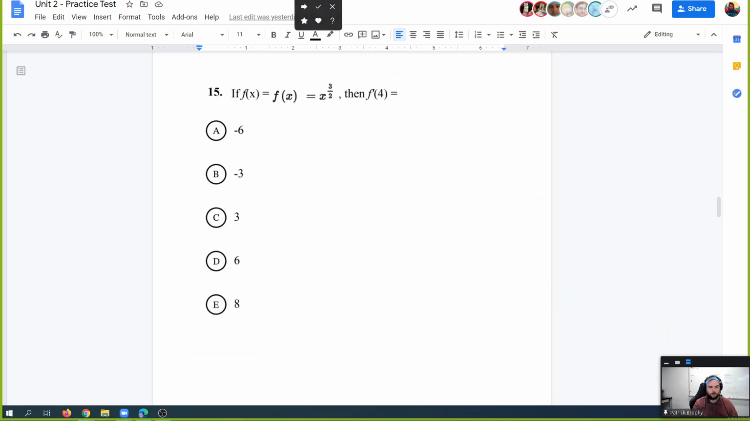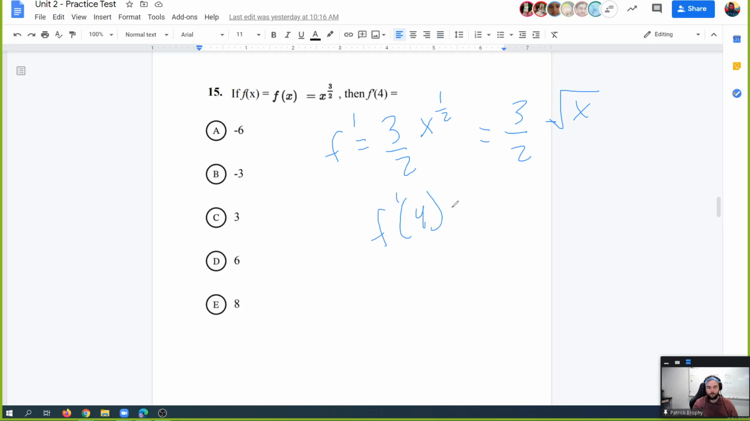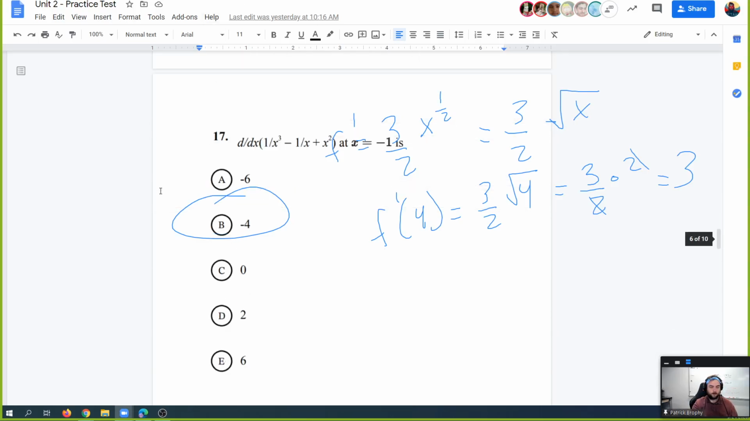Oh, cool. These aren't all too bad. All kind of basic. Some of these. Deriving this. Okay, so f prime is going to be 3/2 times x to the 1/2 power. That's the same thing as 3/2 root of x. So you plug in f prime of 4. 3/2 times square root of 4. 3/2 times 2. Cancel, cancel. Yeah, get the 3. Cool. Moving on.